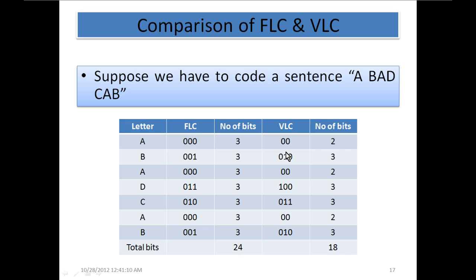But here we have used VLC, variable length code. We assign only 2 bits to A, assuming that it has higher probability, and 3 bits to B, D, and C. When we calculate the total number of bits for this kind of variable length code, we see that the total number of bits to be transmitted is 18. So we have compressed, or encoded, the information in a lesser number of bits.